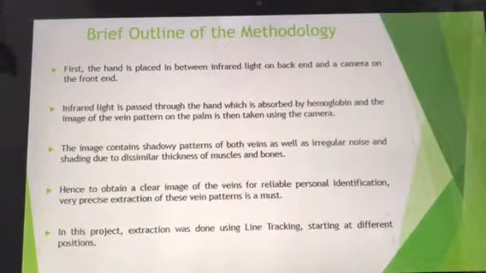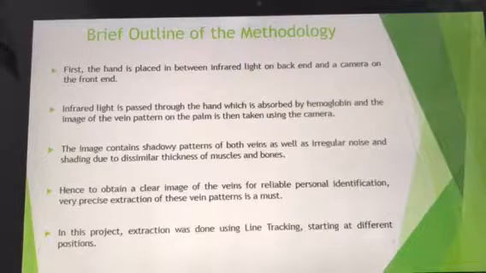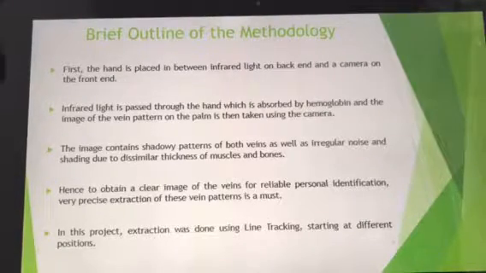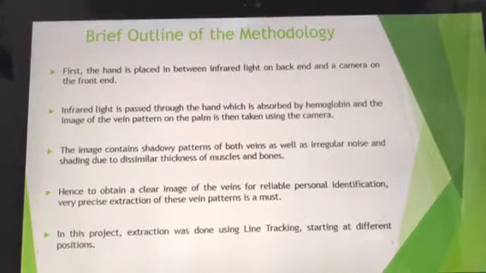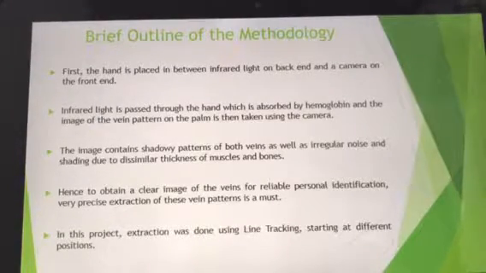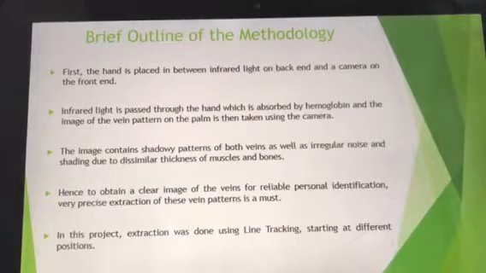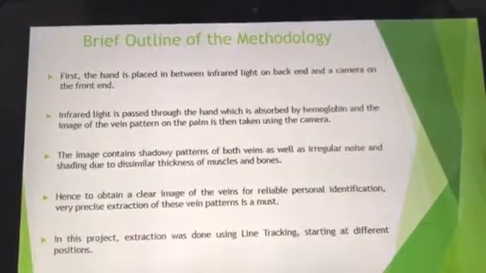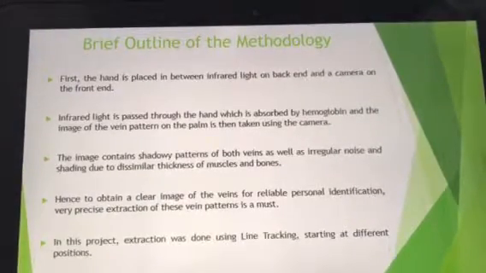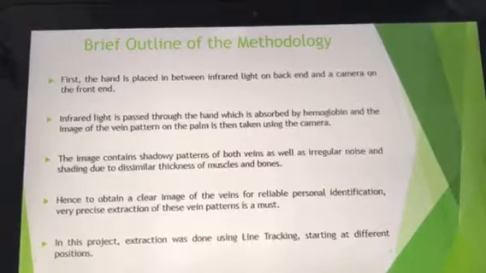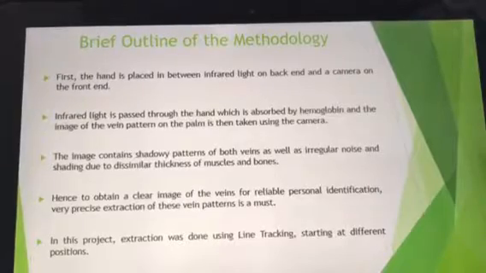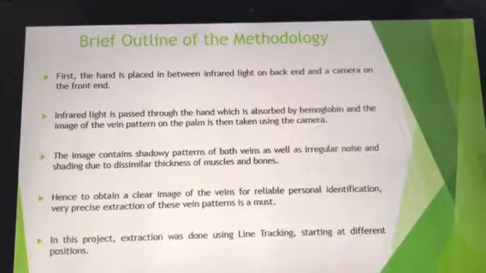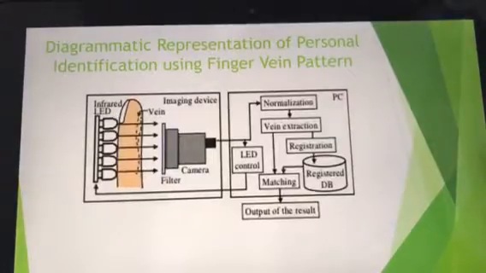The image contains shadowy patterns of both veins as well as irregular noise and shading due to dissimilar thickness of muscles and bones. Hence, to obtain a clear image of the veins for reliable personal identification, there was a very precise need to extract the vein patterns. In this project, extraction was done using line tracking starting at different positions.